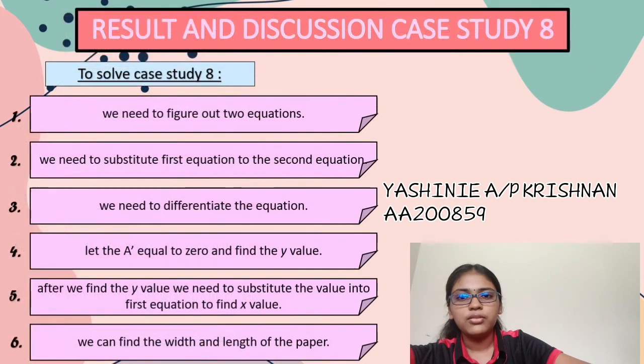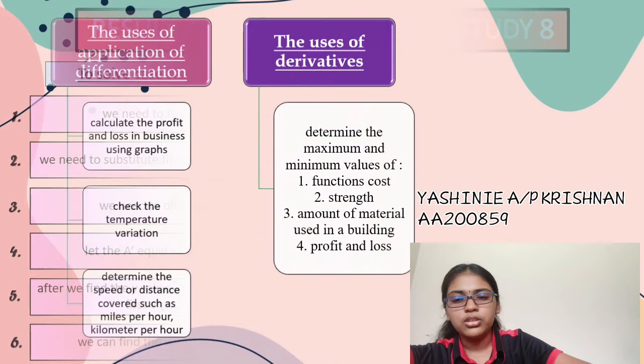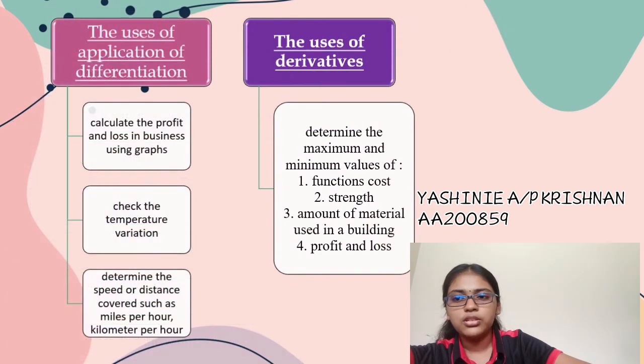For case 8, we need to figure out two equations. Then we need to substitute the first equation into the second equation. Next, we need to differentiate that equation. Then let A prime equal 0 and find the y values. After we find the y value, we need to substitute the value of y into the first equation in order to find the x value. Then we can find the length and the width of the paper. From the solution, we can conclude that differentiation is used to solve almost everything.